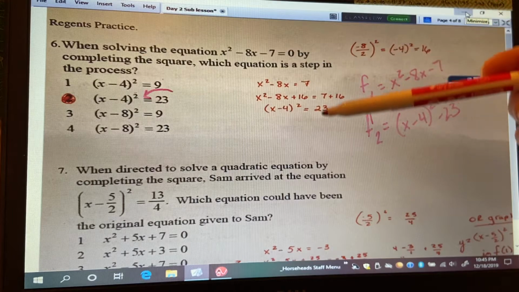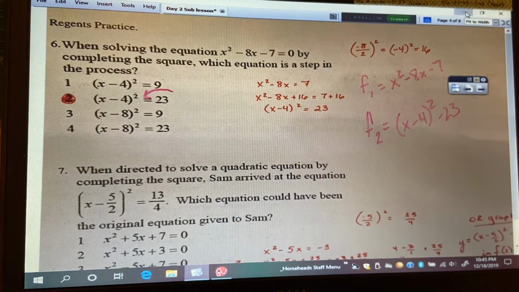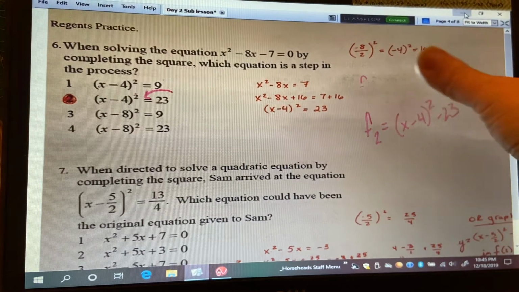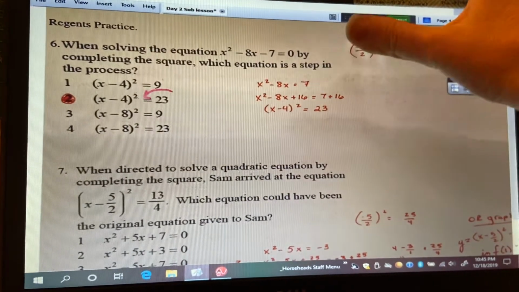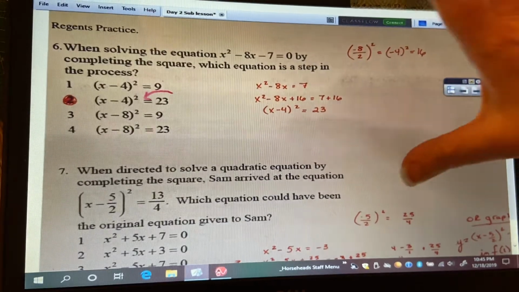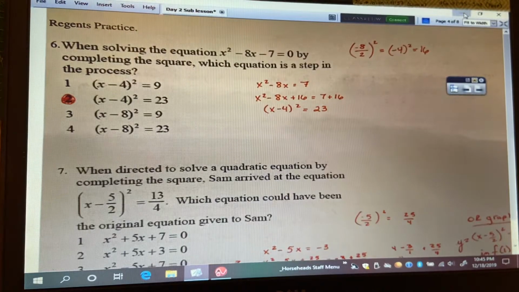So if you forget how to complete the square and it's multiple choice, remember there's more than one way to solve the problem. And there we just used our calculator, especially because it's multiple choice. We didn't have to show any work. All right, next problem, number 7.